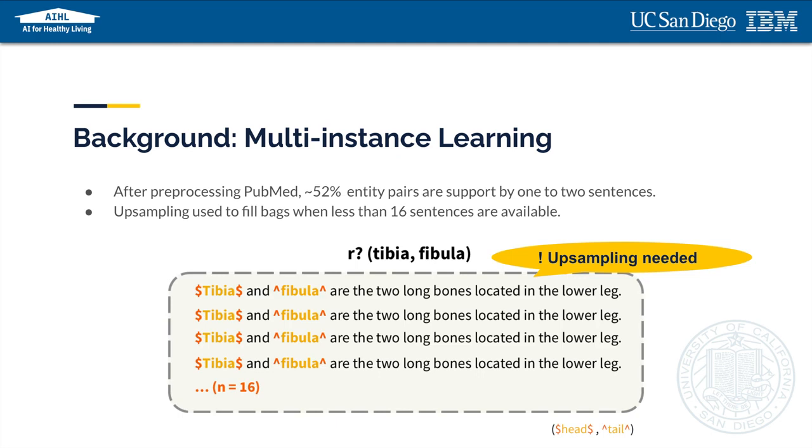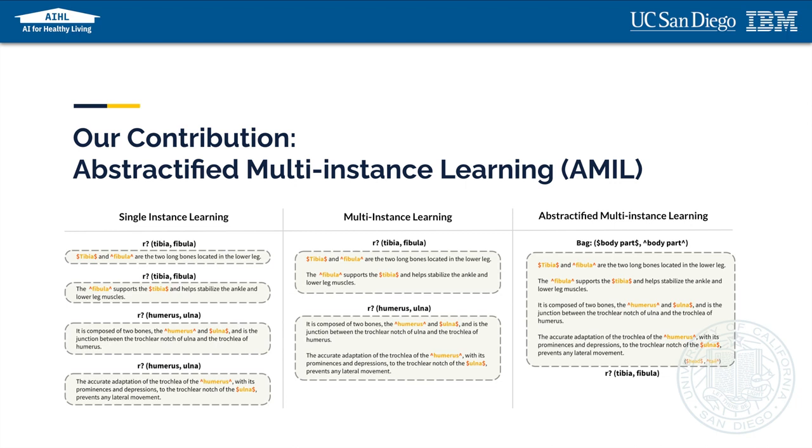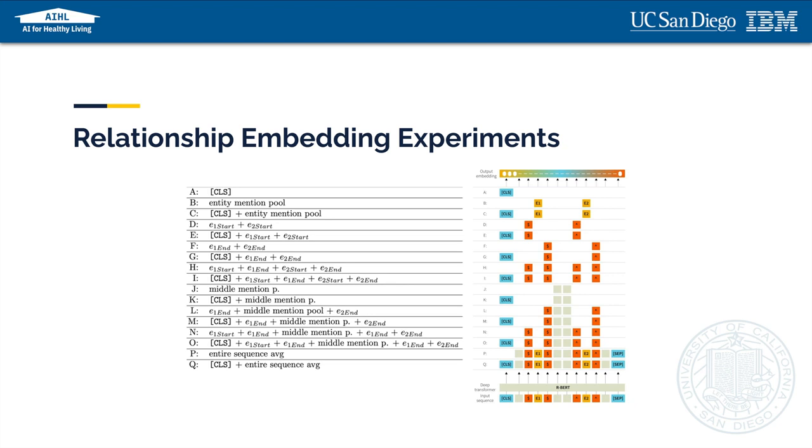To address this issue, we developed a model that adds a layer of abstraction. We call it Abstractified Multi-Instance Learning. We abstract entities into their corresponding entity type and use the entity types to form bags of sentences. Using this method, we were able to reduce single sentence bags by half. Relationship embeddings were also improved with our model. By conducting a suite of relationship embedding experiments, we propose a few novel relationship representations that improve model performance in all metrics.